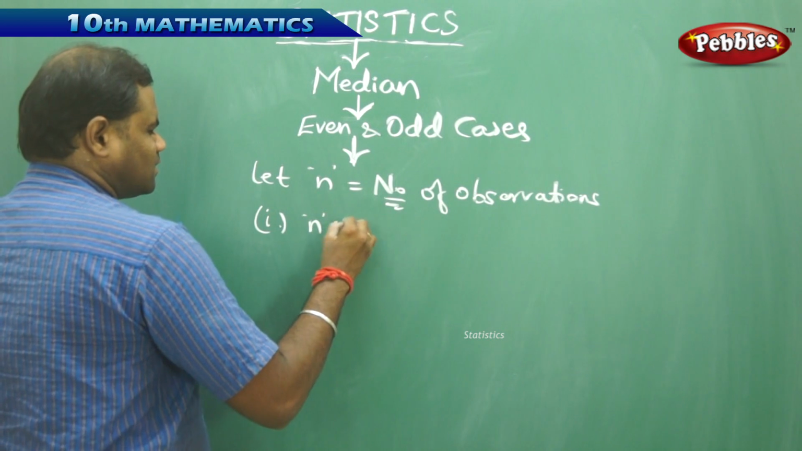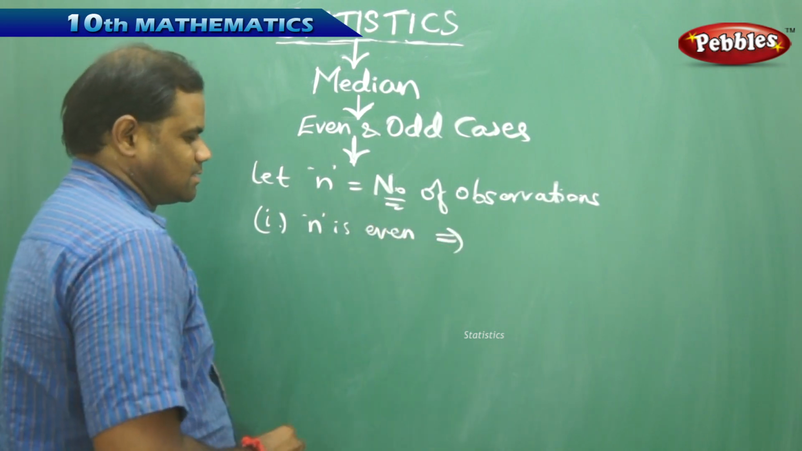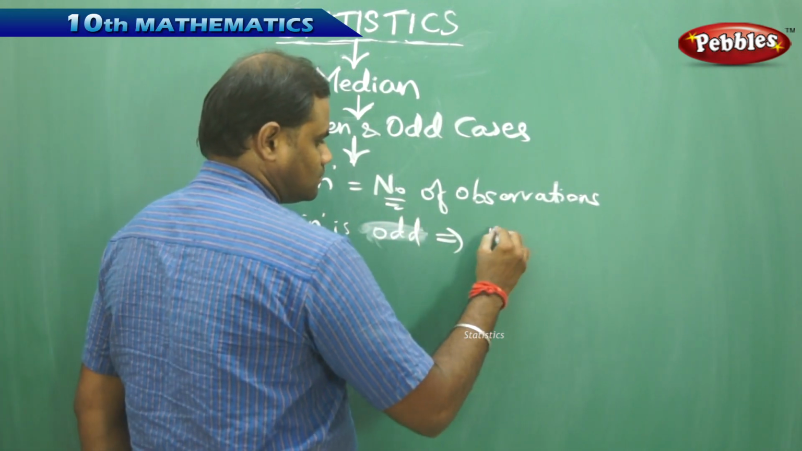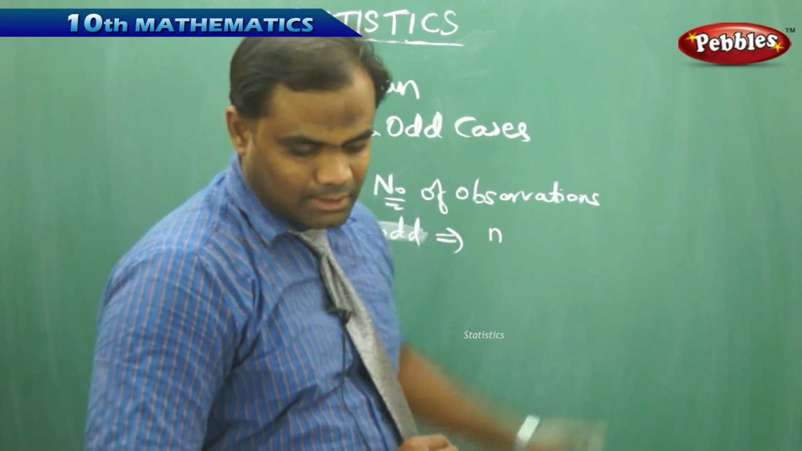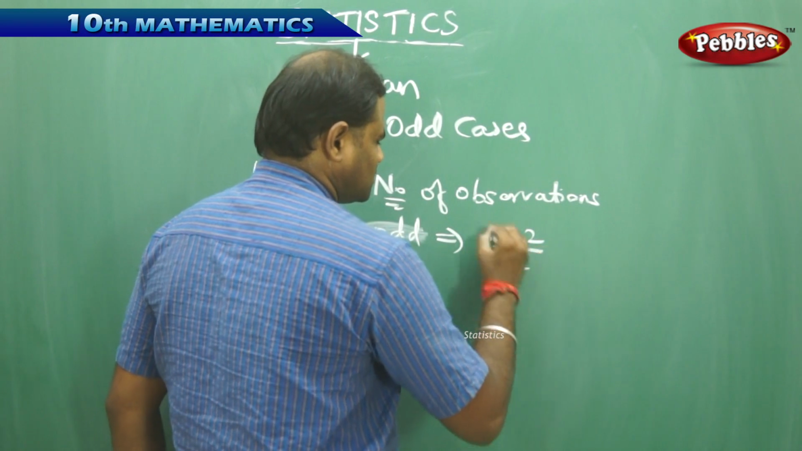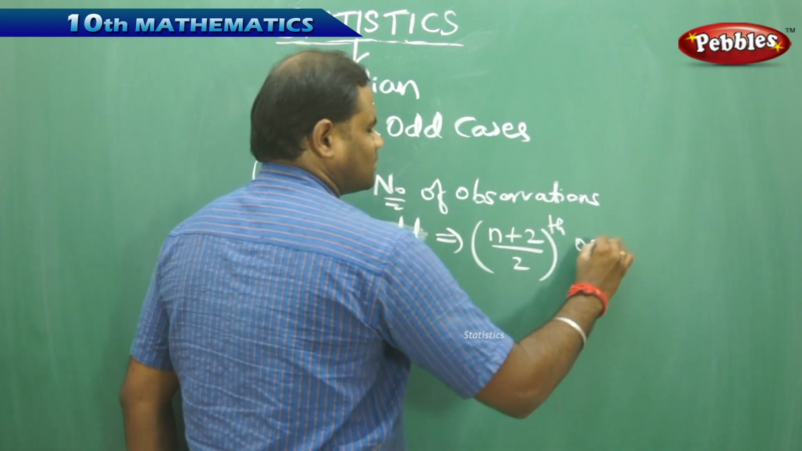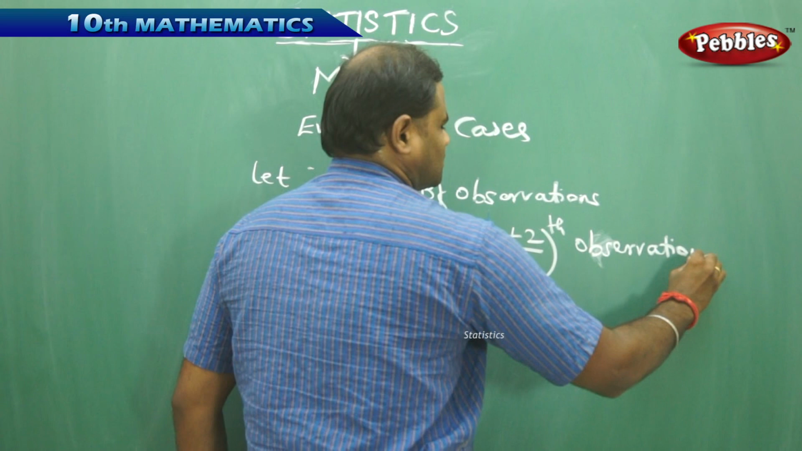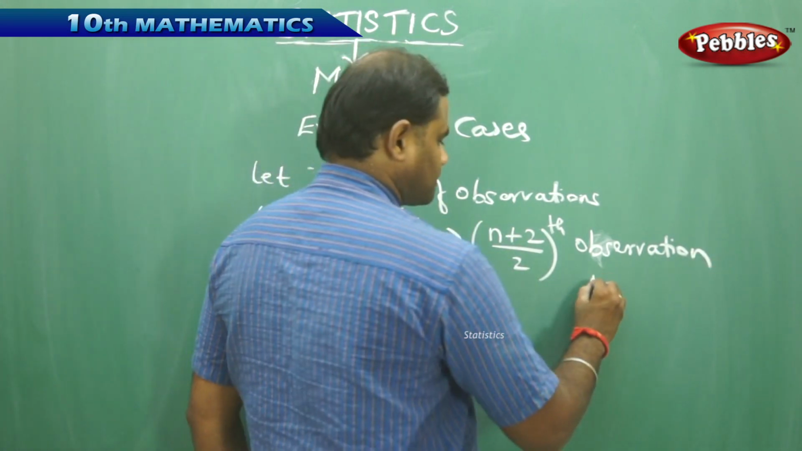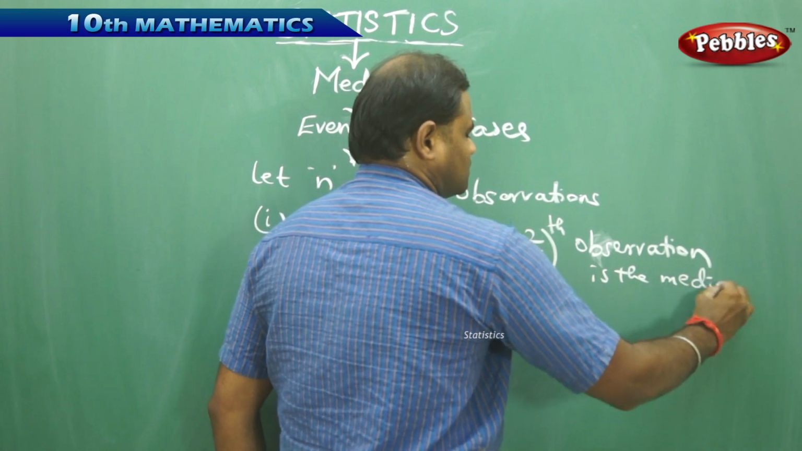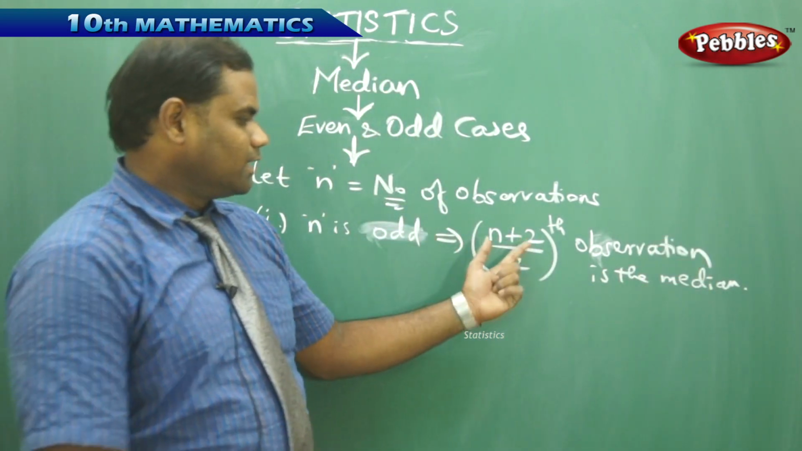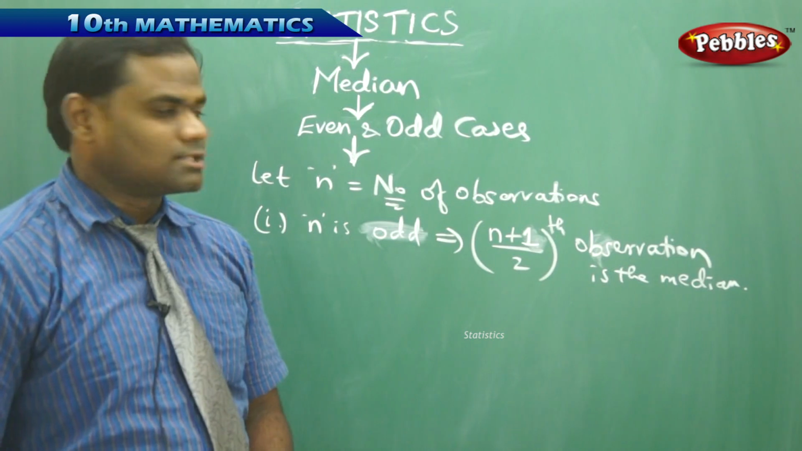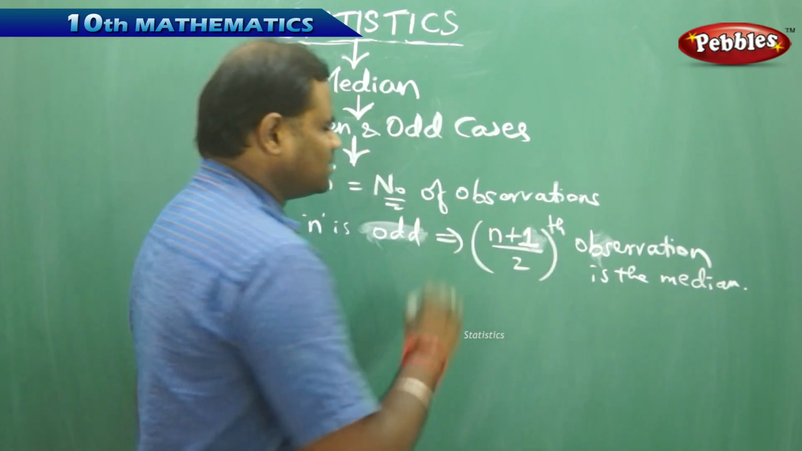Now, if n is the number of observations of the data, then case 1 is n is odd, which implies the (n plus 1) by 2th observation is referred to as the median. So for n being odd, the (n plus 1) by 2th observation is the median. That is, the observation (n plus 1) over 2 gives me the median.